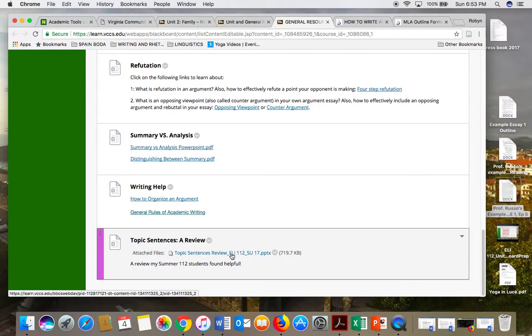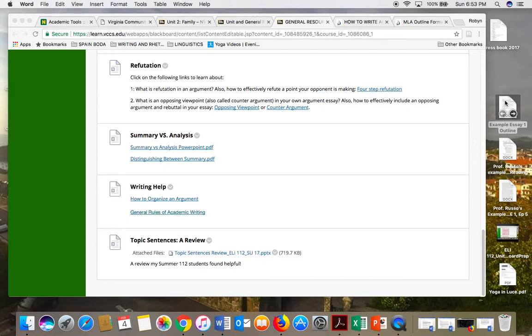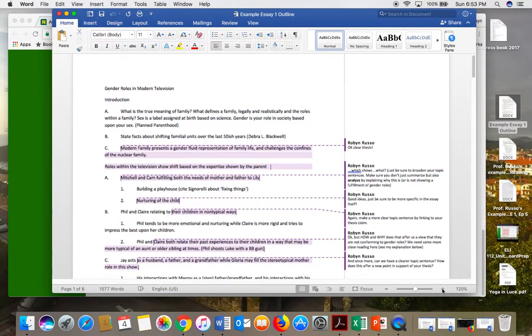helpful. But I'm also going to show you something that I worked on with a Summer 112 student to hopefully show you how he went from an outline that was struggling with topic sentences to one that was a lot stronger. So let's take a look at that. First, here's our summer student's example outline. This is what he originally turned in. So let me blow that up so that we can all see it a little bit better.